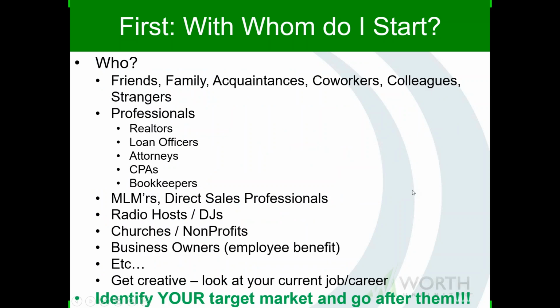All right, so after you've started your database, you're not just going to talk to people from your database. You really need to get out there and start talking to other people as well. These are your friends, your family, your acquaintances, coworkers, colleagues, and quite frankly, strangers. So you want to look at professionals. What professionals will you follow up with? Well, I like to go after realtors, loan officers, financial planners, and insurance agents.